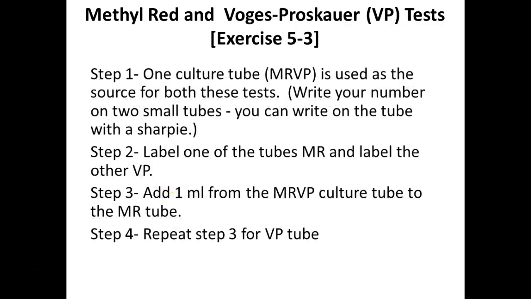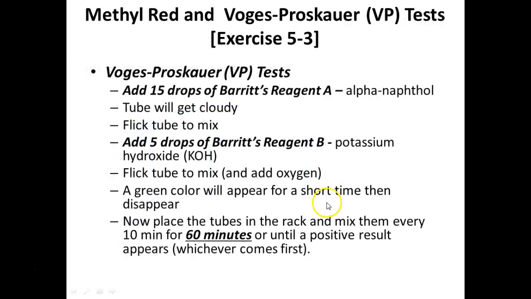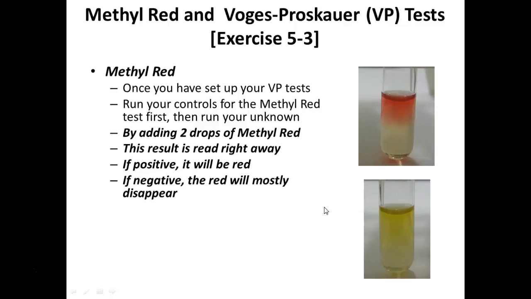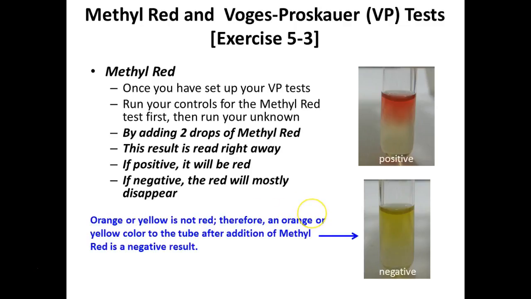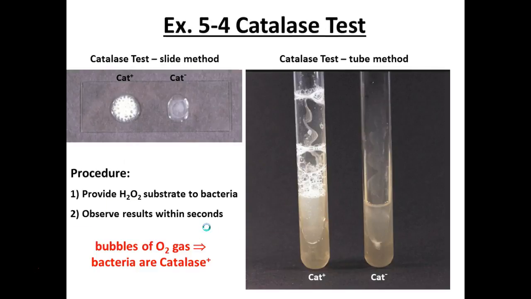So we divided our sample from our MRVP tube into 2 tubes, right, 1 ml each. And then we ran the VP test and we waited. Most of us for positive results, we had them within 10 to 20 minutes. And we did the Methyl Red, which is just a pH test, right? And we were able to read that immediately. Catalase we'll do next time.